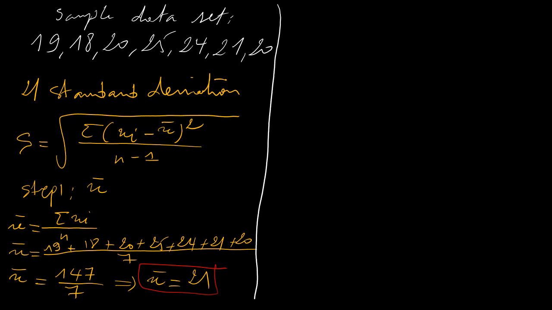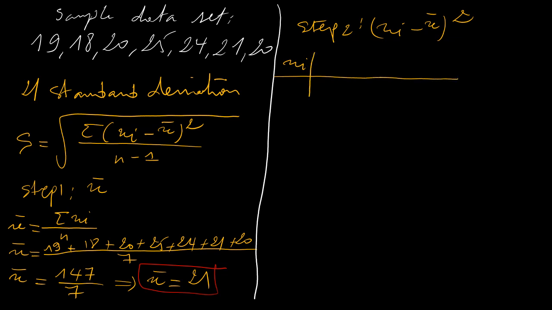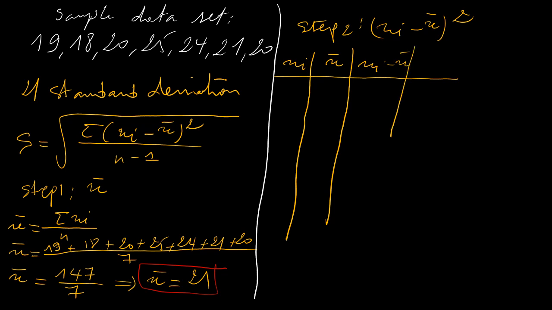The second step here is to calculate xi minus x bar squared. Let's create this table which illustrates all these data. So we have xi, we have x bar, we have xi minus x bar, and finally the fourth column is xi minus x bar squared.